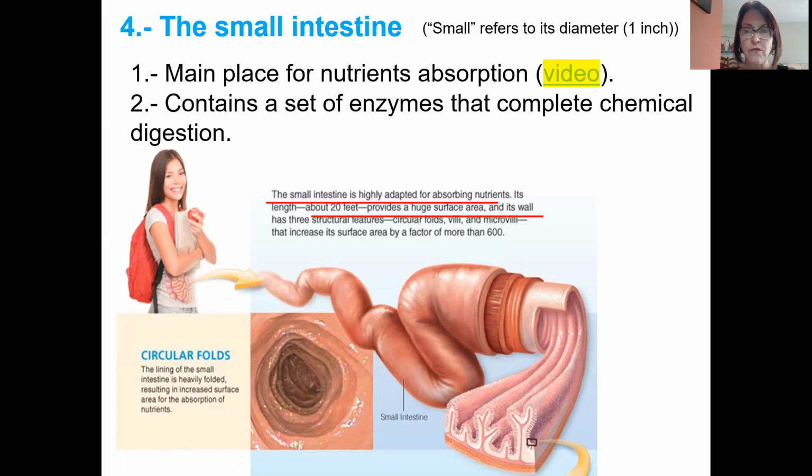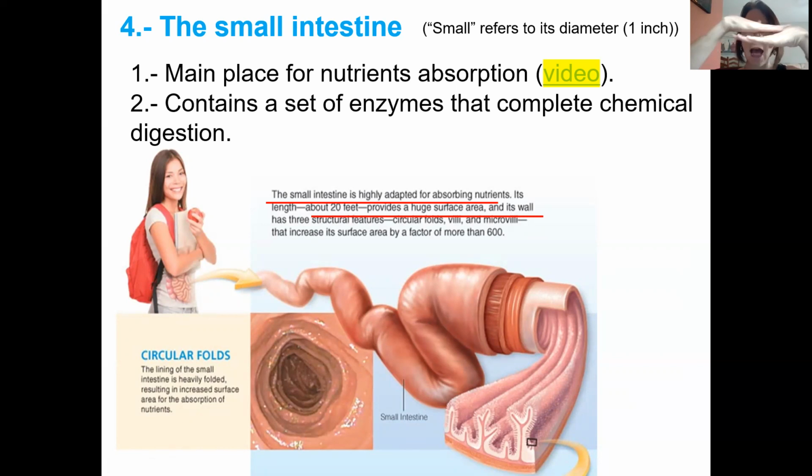Well, because of some of the characteristics, the structure of the small intestine will help us to increase this surface area. In addition to having this length, a 20 feet long tube allowing for a huge surface area to absorb nutrients, you will be able to accommodate this with the folding of this organ. But also in the walls, if we make a zoom or a close-up, it will have this kind of finger-like structure.